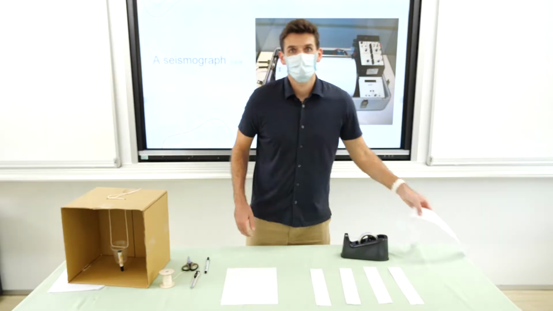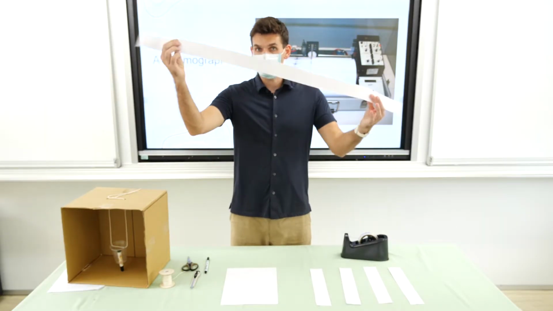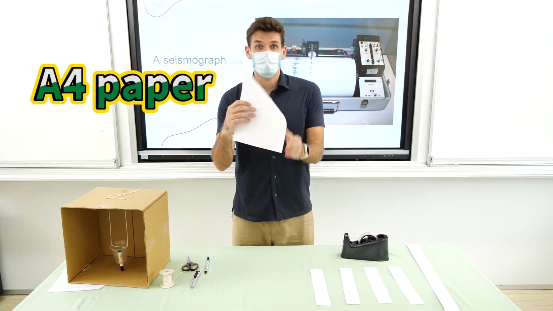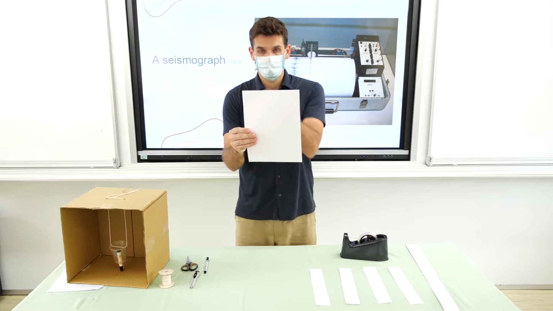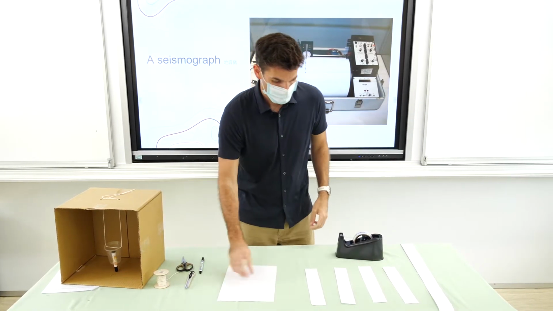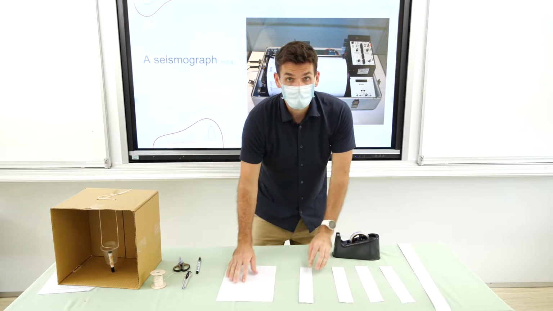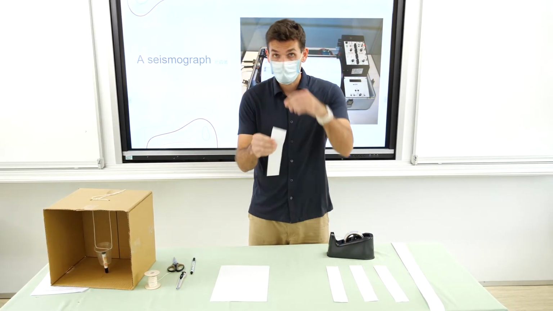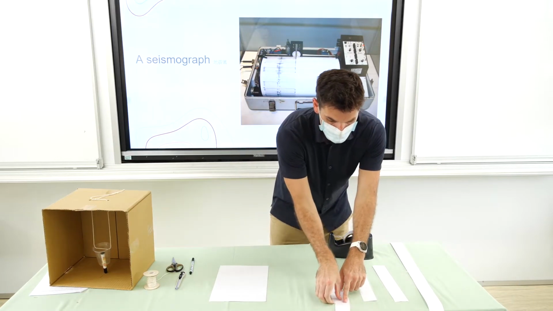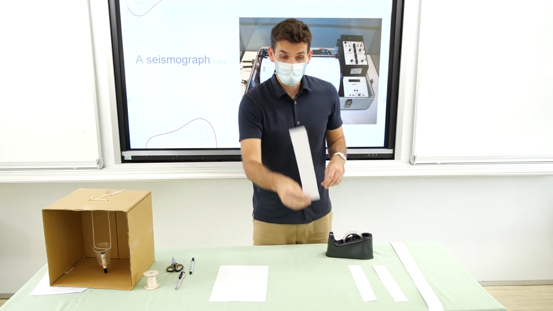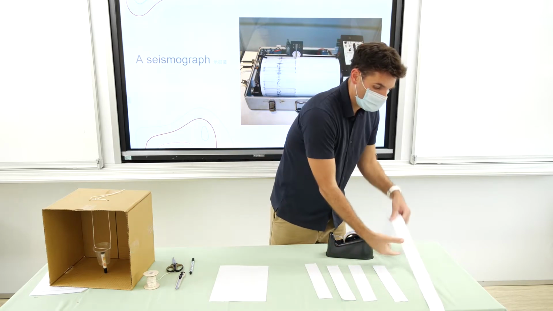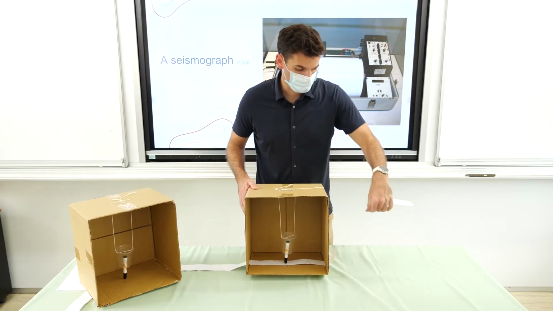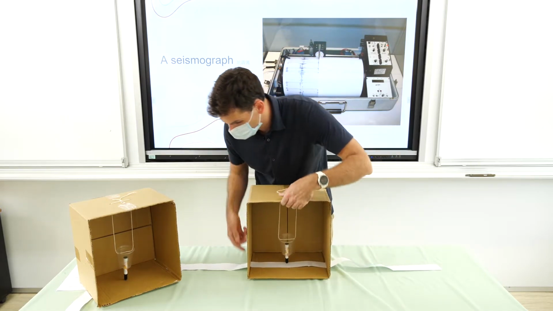Okay, now we need to make our paper tape for our seismograph like this. So first, take some A4 paper and you're going to cut into 4 pieces, okay? Just like this. Okay, now you got these 4 pieces of paper. You're going to take some tape, and you're going to tape each one together. Okay, tape all 4 together. So you have this. Okay, so now we want to put our paper tape through the box, just like this.